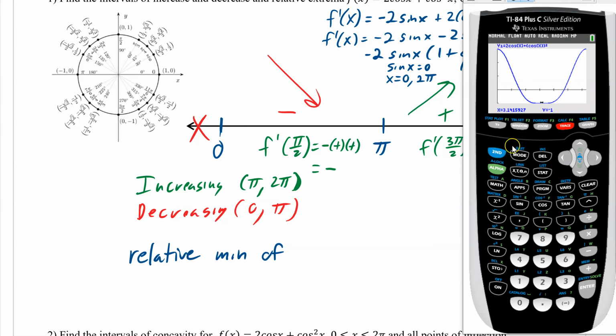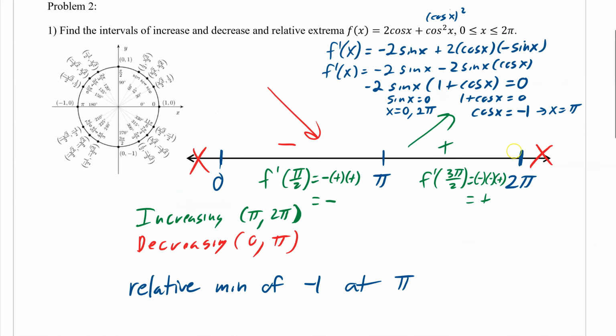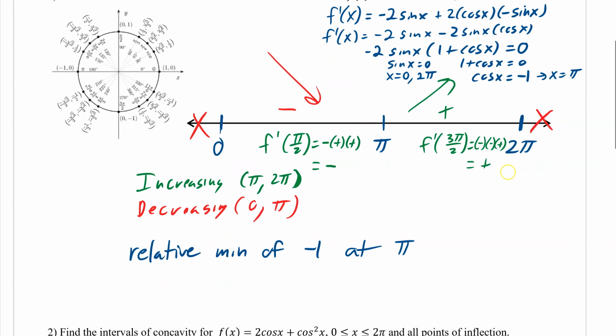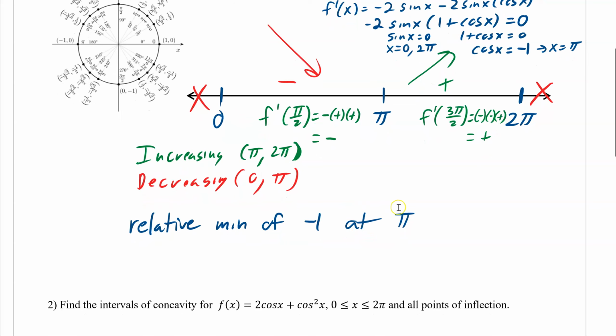So trace, second pi, hit enter, and it says -1 at pi. So yeah, we do have these as endpoints here, and so we're not supposed to include them as relative extrema, but you could, even if you wanted to, say that we would also have a relative max at 0 and 2 pi. I wouldn't complain about that. But it's technically an open interval, so we won't include the 0 and the 2 pi.